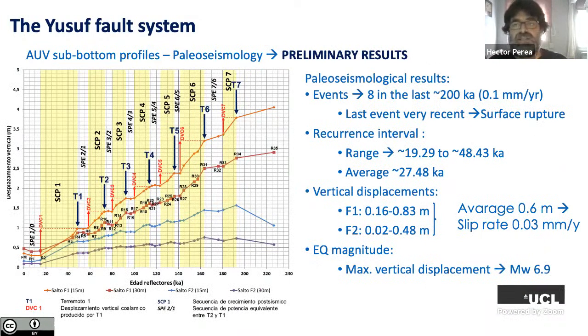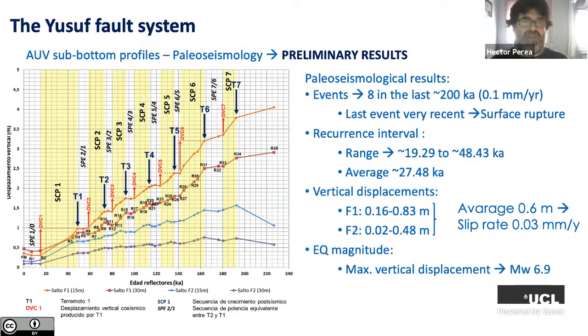So here I'm showing you the preliminary results. We are expecting to have some chronological results in the near future. And what we can resolve here is that we have at least 8 events in approximately 200,000 years. This has been obtained using sedimentary rates. And the last earthquake could be related to this surface rupture, so it would be quite recent.